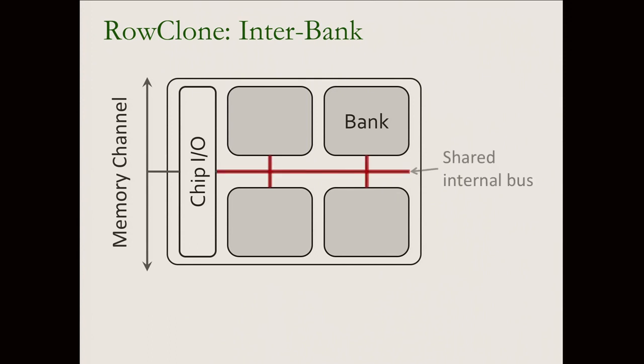So let's take a look at this example. You have a shared internal bus between the banks. We're going to copy a source number of bytes from a row over here to another row over here. So how do we do it? Basically this way. We set the source bank into read mode, destination bank into write mode, and pipeline the requests from the source bank to the destination bank through orchestration from the memory controller.